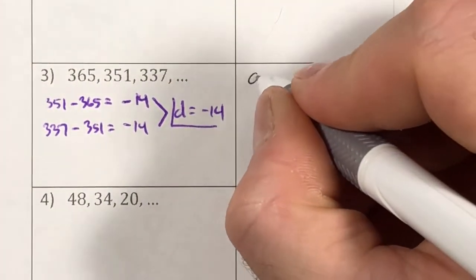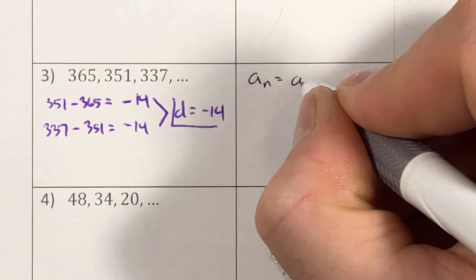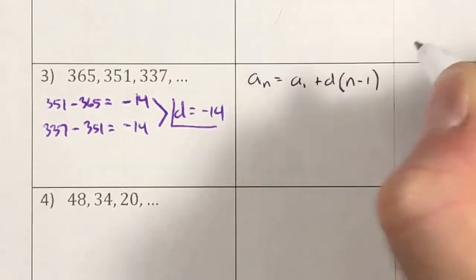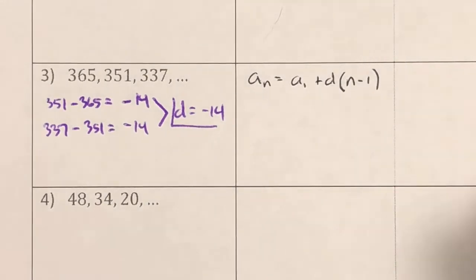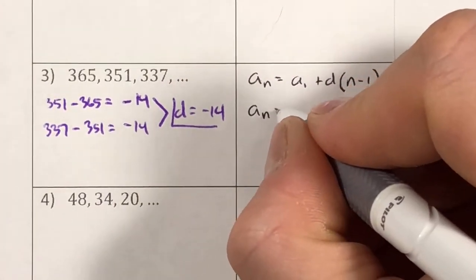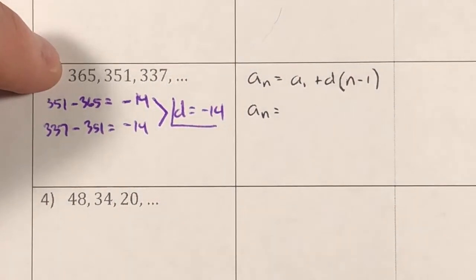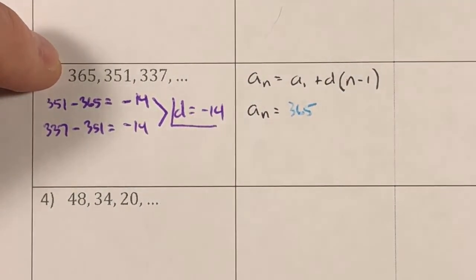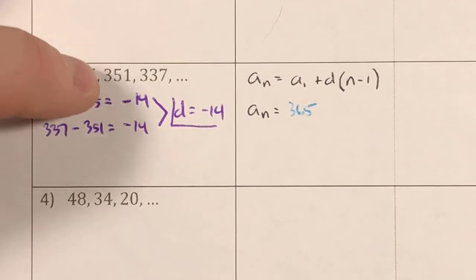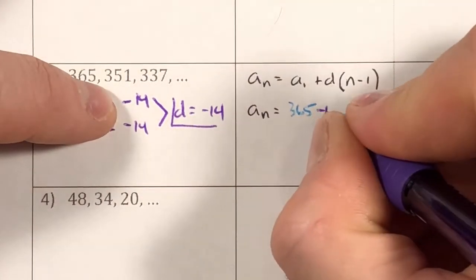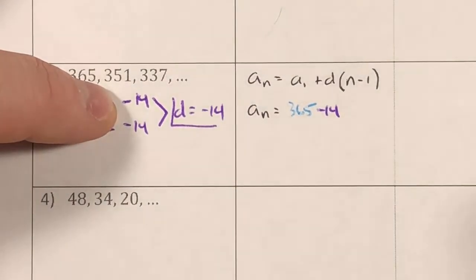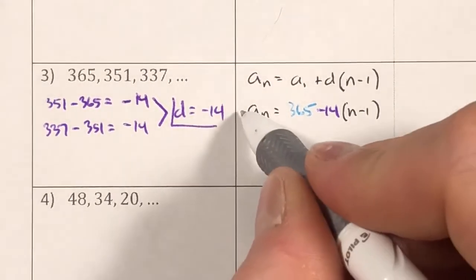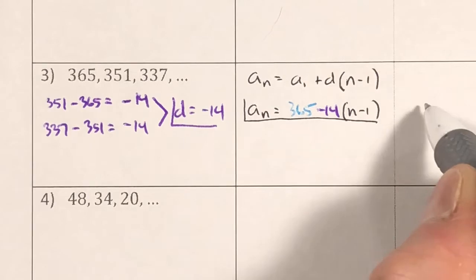We know our generic formula is a to the n is that first term plus the number of differences, n minus 1 times. So a to the n is my first number, which in this case is 365. And we are subtracting 14, so minus 14, n minus 1 times. This is our formula, and we're going to use that over here in just a moment.